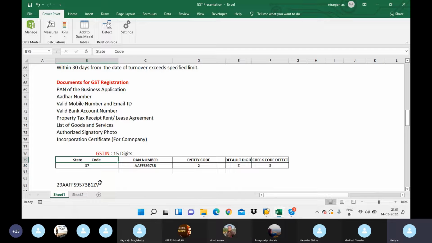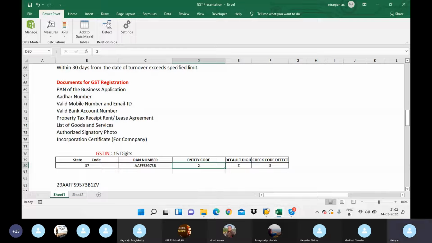And in India, GST is a 15-digit code. The first 2 digits indicate the state code, followed by the PAN number, followed by the entity code. The entity code is nothing but how many registrations there are in that particular company, how many branches. If we have 2 branches, the entity code will be 2. If 3 branches, the entity code will be 3. Then the default digit is Z. And the check code to detect errors comes automatically based on the GST number.